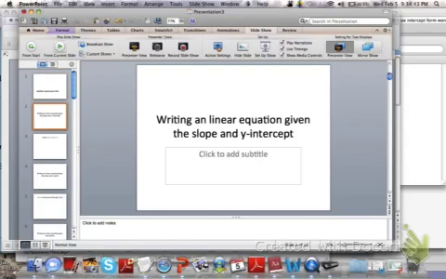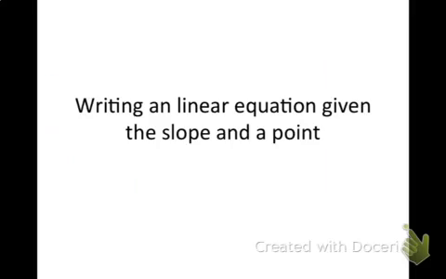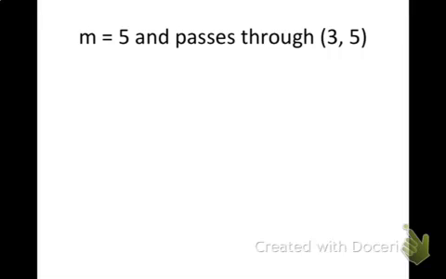Next, we're going to write an equation given a slope and a point on the line. So this point isn't necessarily the y-intercept. Here we have that the slope is 5 and it passes through the coordinate 3, 5. Let's just remember that the first is our x and the second one is our y. Not our y-intercept, but just a y-coordinate.